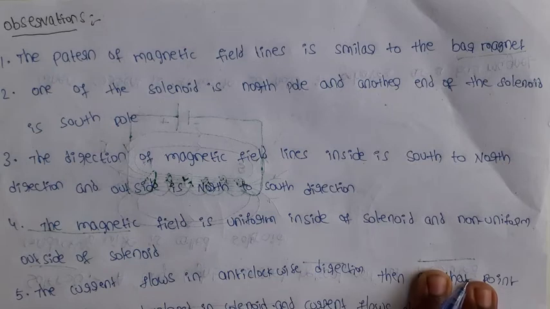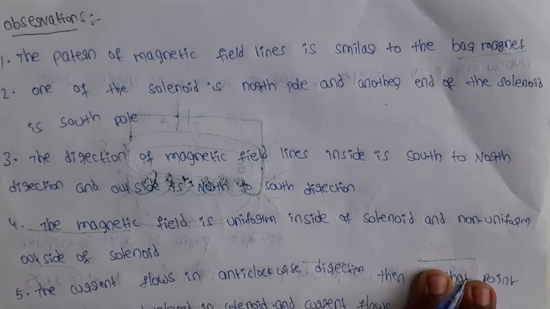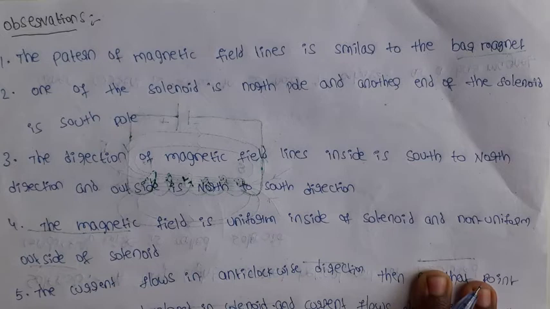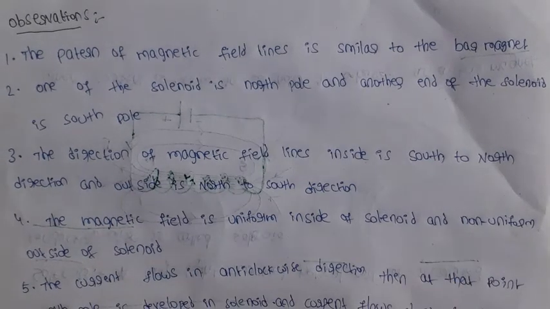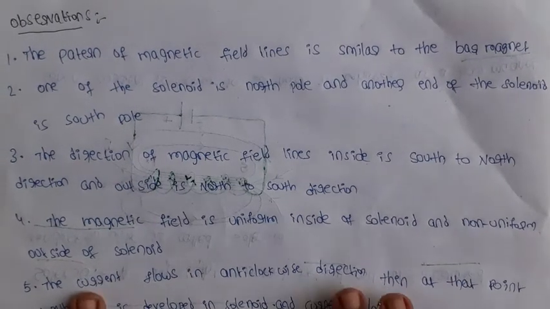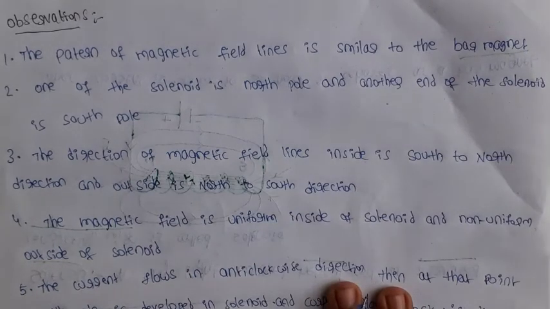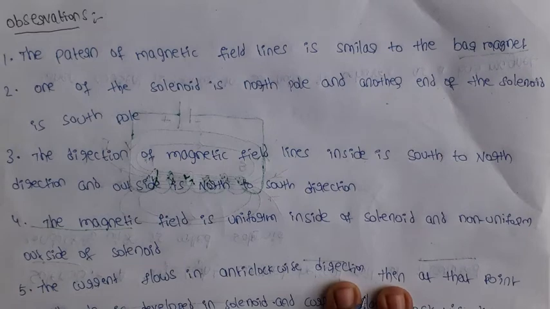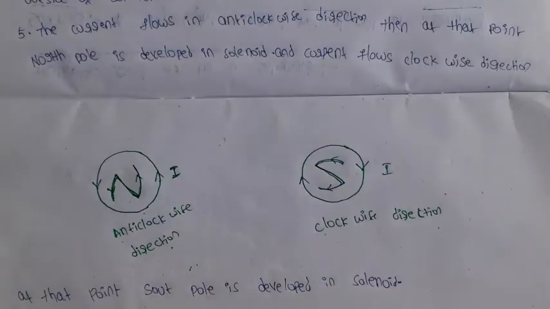A magnet has one side as the south pole and another side as the north pole. Next, the direction of the magnetic field lines in a solenoid: inside, it is from south to north, and outside the solenoid, it is from north to south. Next point, the magnetic field inside the solenoid is uniform, and outside the solenoid it is a non-uniform magnetic field.